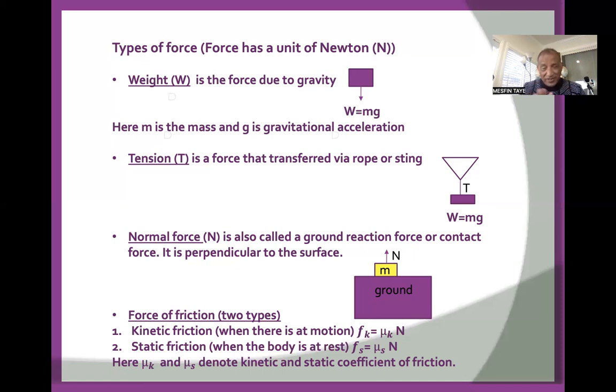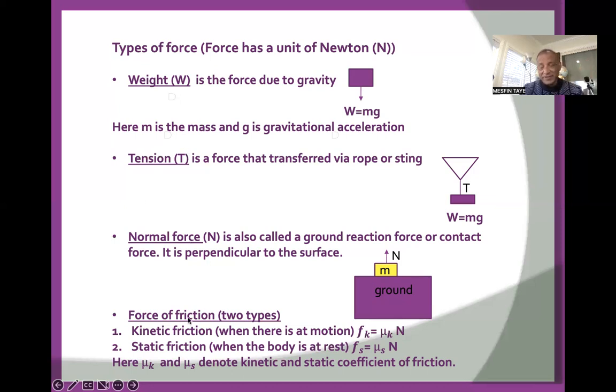And this normal force is important because normal force is related to friction. So it's a ground reaction force. I told you many times. So when you have a mass m, and that mass m has mass times gravity, but the ground also, because of Newton's third law, there's always a reaction force. That's called a normal force. Okay. So far we discussed three types of force: the weight, tension, and normal force.